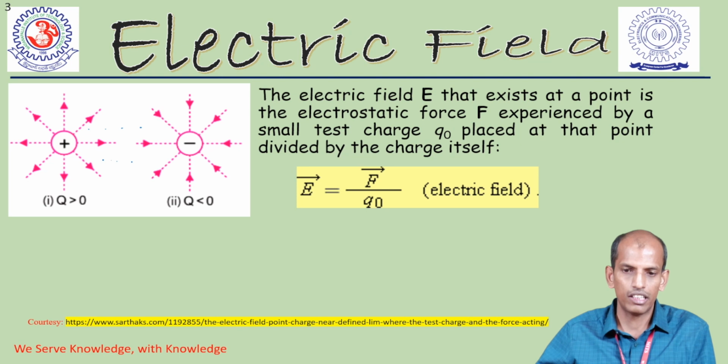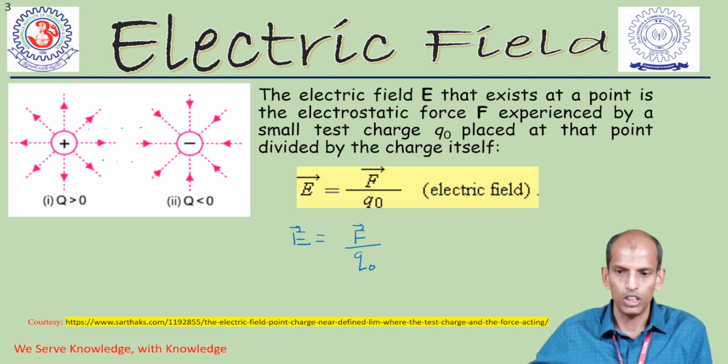The electric field that exists at a point is the electrostatic force experienced by a small test charge Q naught placed at that point, divided by the charge itself. That's very interesting. We are studying a new physical quantity, E, for the electric field, which is a vector. A very simple definition is the force experienced by a charge per unit test charge. That's very important. The field is always created due to the presence of another charge, and the force is exerted on the charge due to the field created by the other charge. It will become clearer when we see some problems in the next 5 to 6 minutes. Let us see.